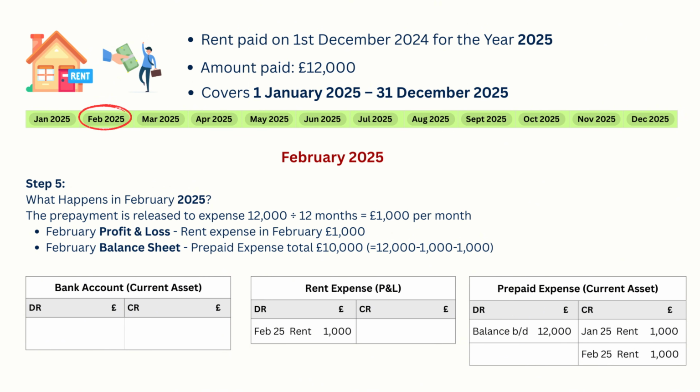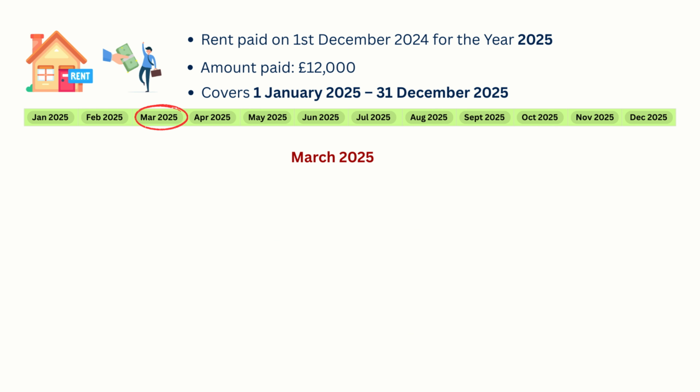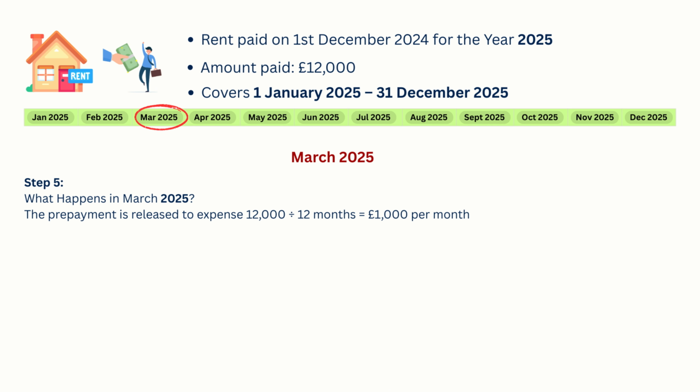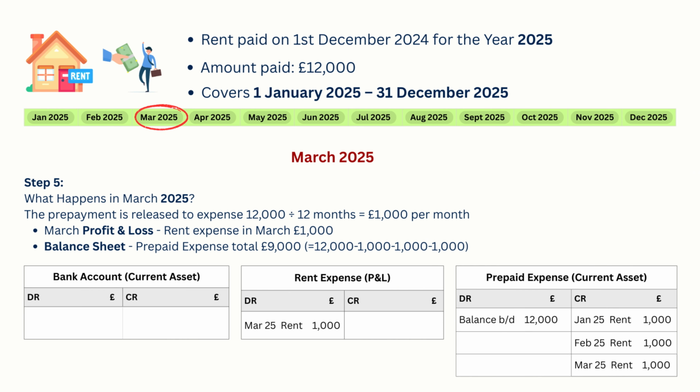It is very important to remember that February's profit and loss shows £1,000 only. It does not show January plus February. Each month stands on its own. In March 2025, once again, 1 month of rent is used, so the profit and loss account shows another £1,000 rent expense. The prepayment reduces further to £9,000.